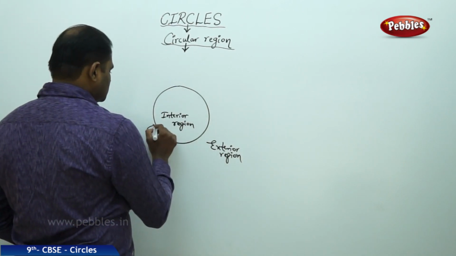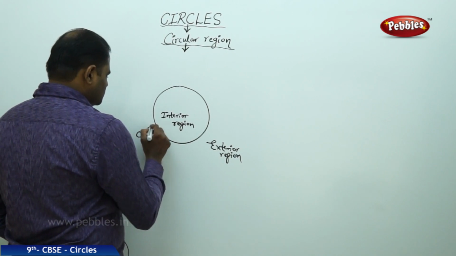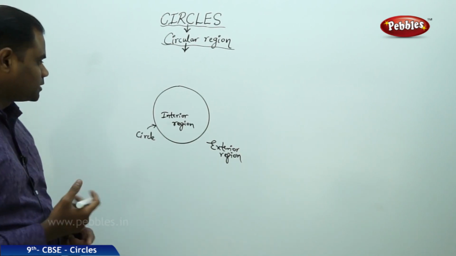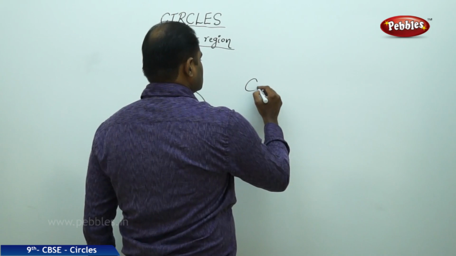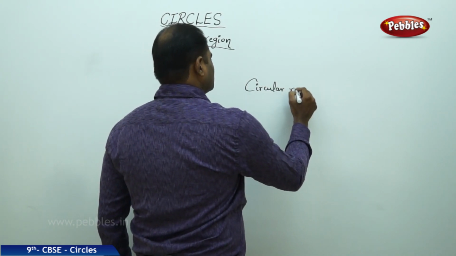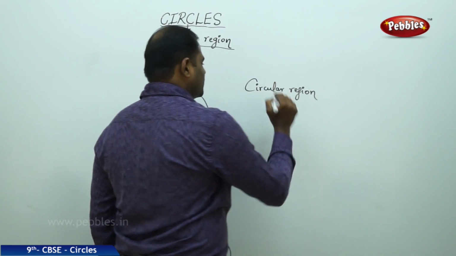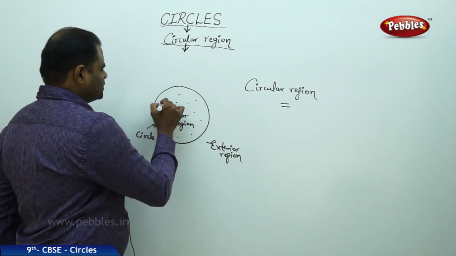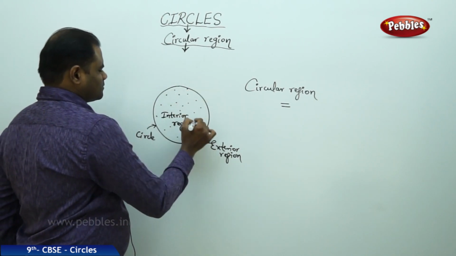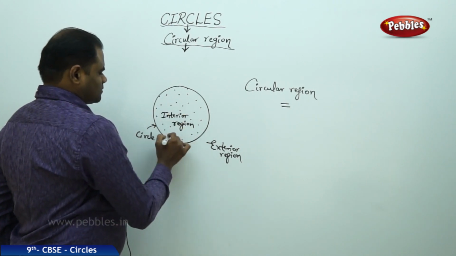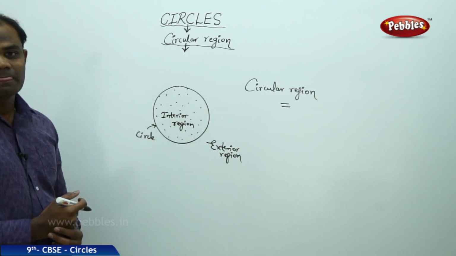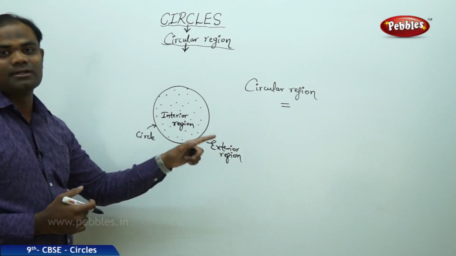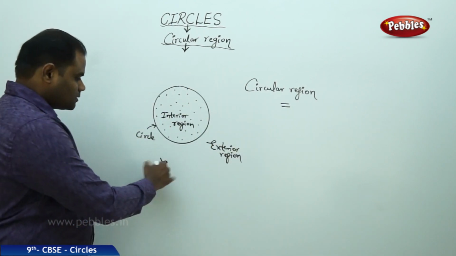Now, here is the circle as denoted by the round rim. So what is the circular region in this? So here, the circular region is defined in mathematics to be all the interior region, which is denoted by this, including the circle. So circular region in mathematics is defined to be the interior region including the circle, but all the exterior region is not taken into account.